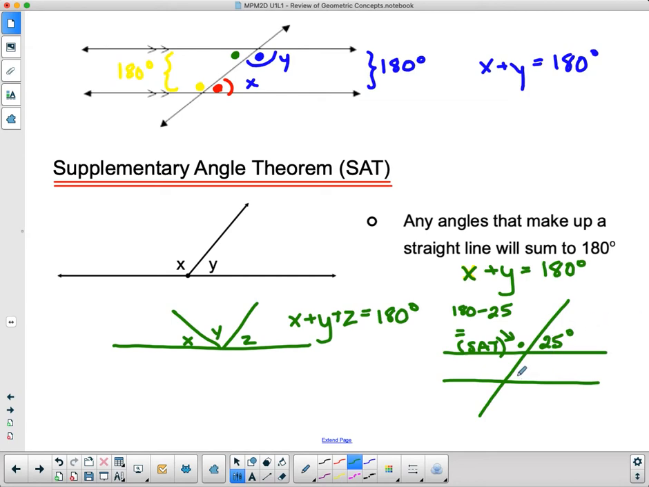Or if I wanted you to find this angle down here, you could tell me that that one was also 25 degrees. And that is because of the PLT, and this is, if you look at it, the F pattern. So the PLT F pattern. Or you could tell me that it's corresponding angles, not alternate. Corresponding angles, or just something along those lines.